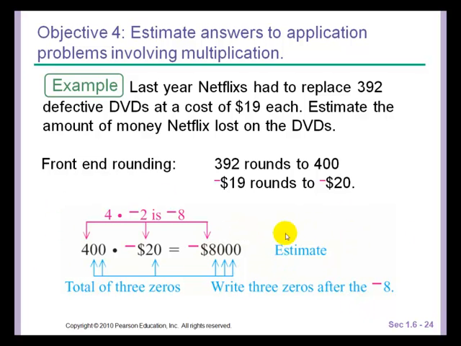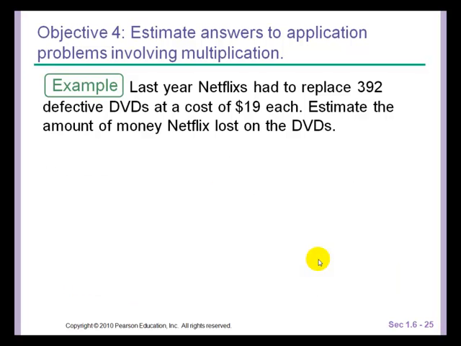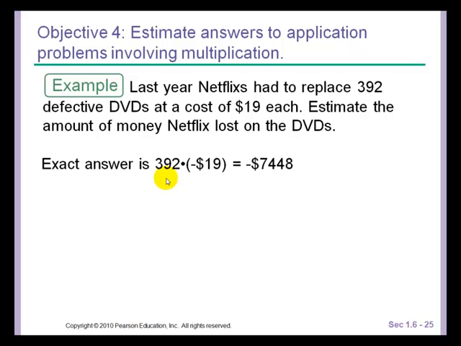Again, I should note this is the estimated answer. If we want to find the exact answer, oops, that's a typo, that should be exact. The exact answer is 392 times negative 19. This winds up being negative 7,448. That would be the exact answer.